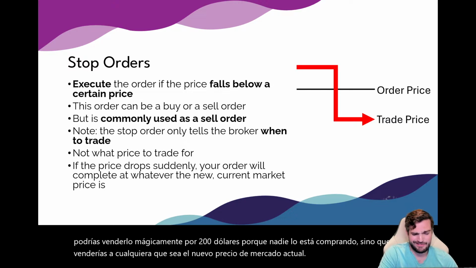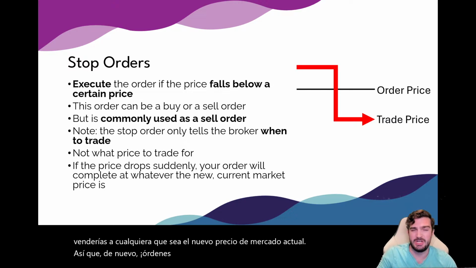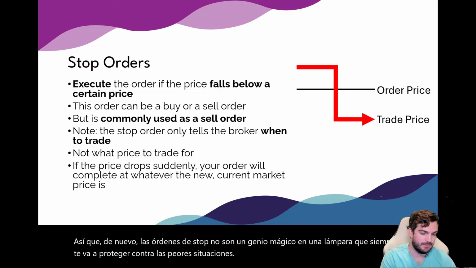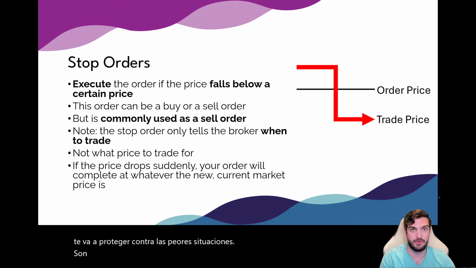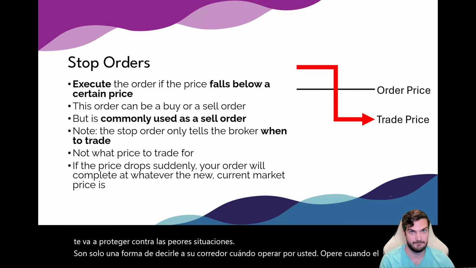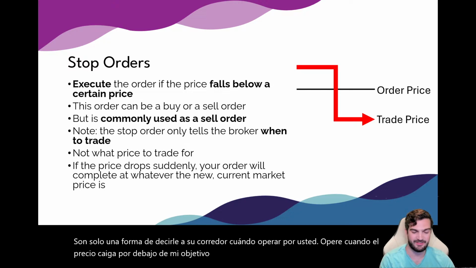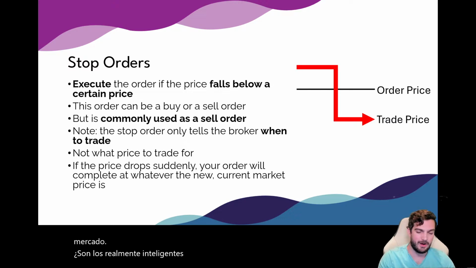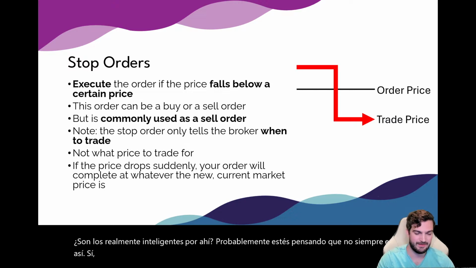So again, stop orders aren't some magic genie in a lamp that is going to always protect you against the worst of situations. They are just a way of telling your broker when to trade for you. Trade when the price goes below my target. And when that happens, sell at market price. For the really smart ones out there, you're probably thinking that's not always how it works. Yes, there are ways to limit your stops.